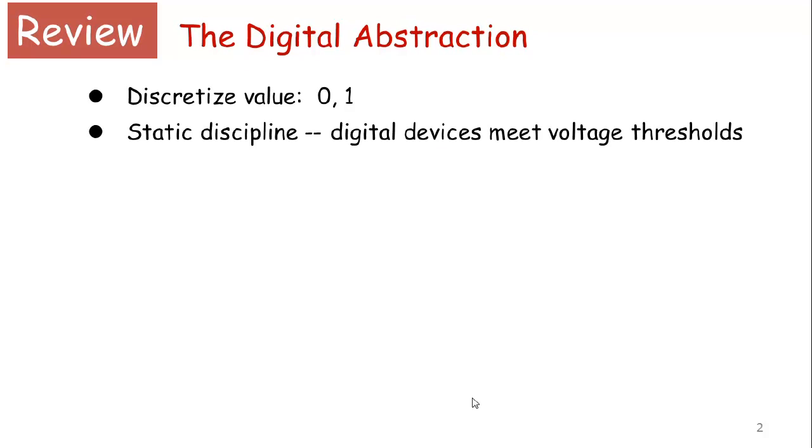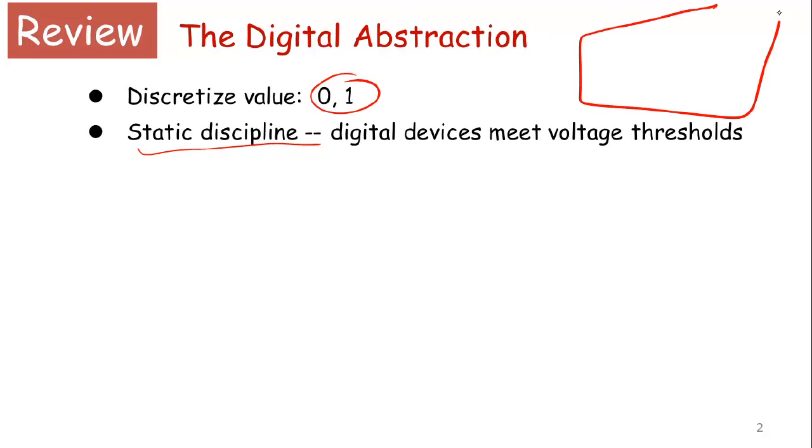So we looked at the digital abstraction, and in this abstraction we digitized values into 0 and 1. We also established the static discipline, and in this discipline we all agreed that digital devices would meet certain voltage thresholds. And provided all of these devices met voltage thresholds, it's like speaking a common language, they could all talk to each other. So in terms of the global context of things, recall that we had our EECS playground.